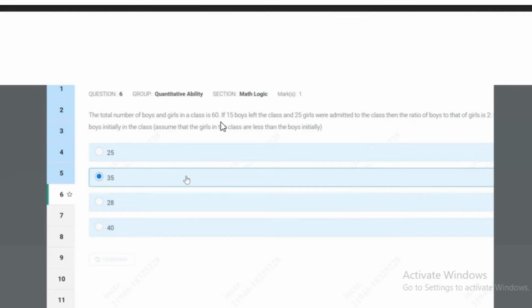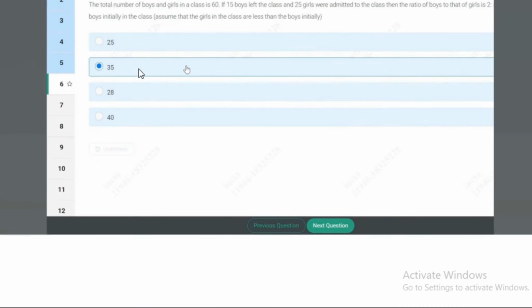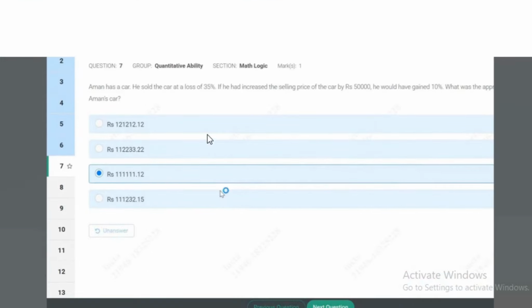And the sixth question is, the total number of boys and girls in a class is 60. If 15 boys left the class and 25 girls were admitted to the class, then the ratio of boys to girls is 2:1, and you have to find the boys initially in the class. So the answer is 35.